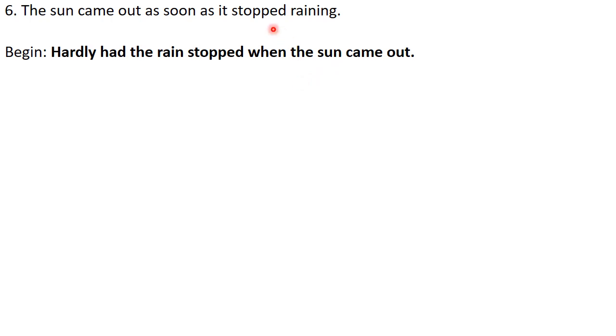So this is the same as the ones we've been looking at, but as soon as has been put inside the sentence to confuse you, but the meaning is the same. Identify the first action, identify the second action, okay? And identify the subject. Then you start with hardly had, the subject, in this case, what stopped happening? The rain, okay? The rain stopped, then when, then after that, you write the second action, the sun came out.